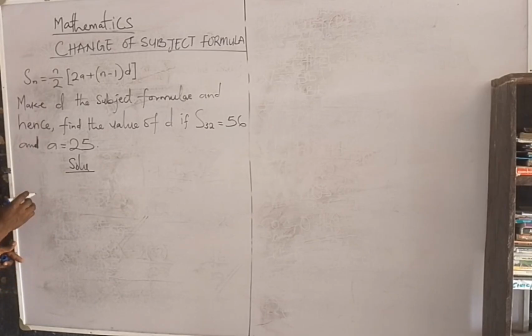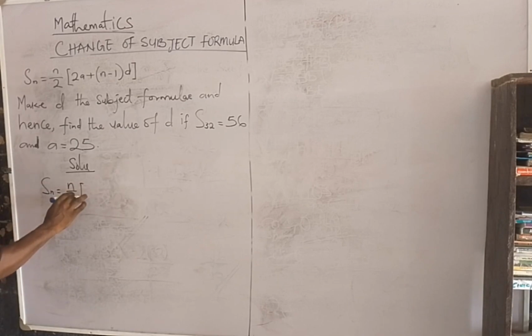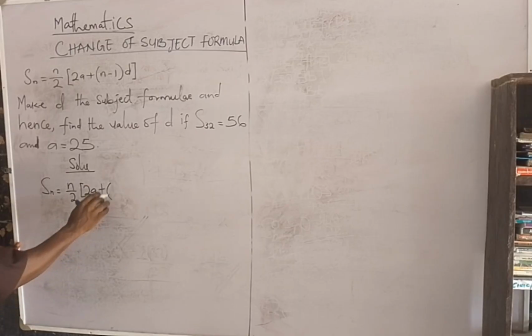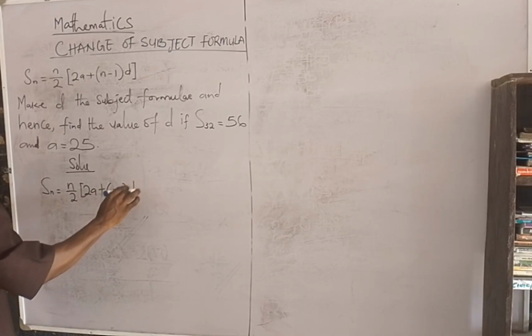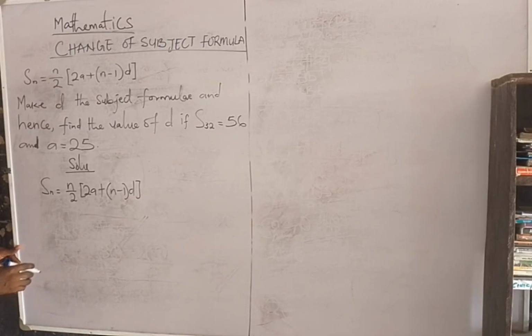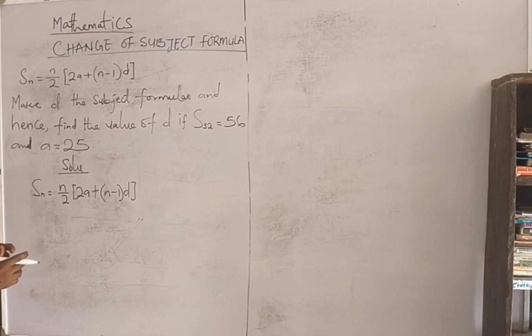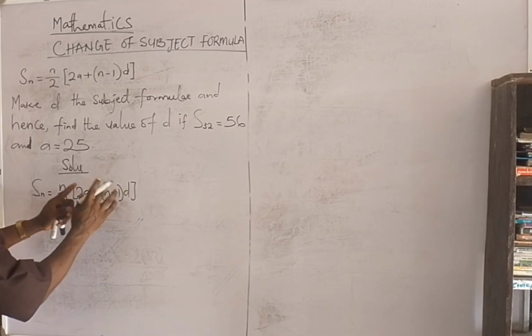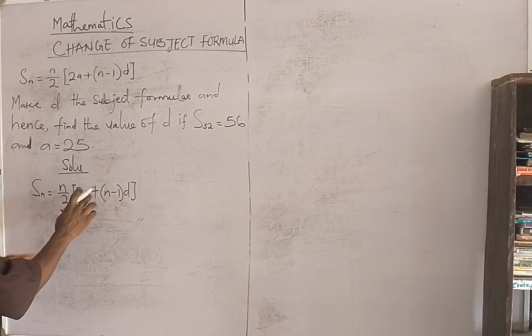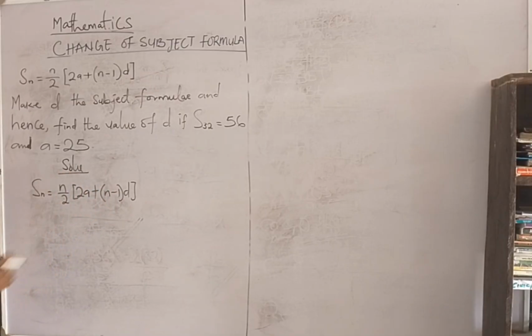Solution, let's bring down the question. Sn is equal to n over 2 in bracket 2a plus open bracket n minus 1 close bracket d close bracket. Now you will notice that you are having two brackets in this particular equation. That's the n minus 1 is in bracket, and also you are having 2a plus n minus 1 d also in bracket.